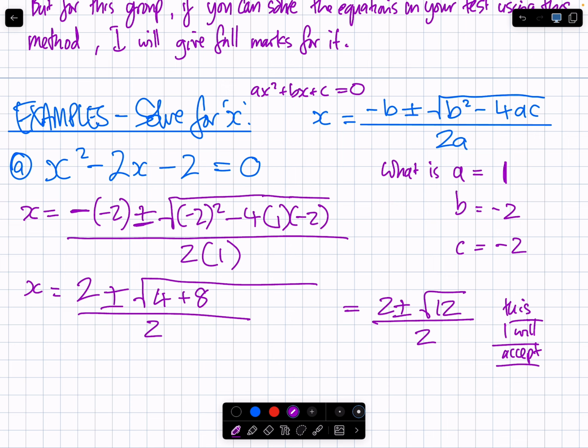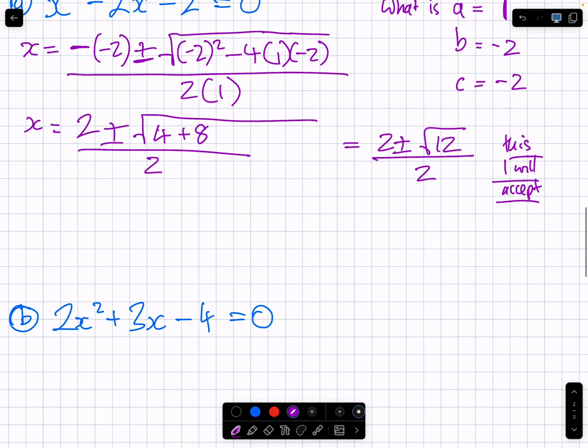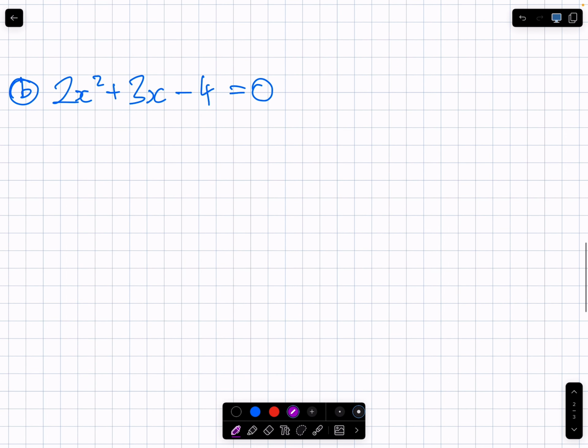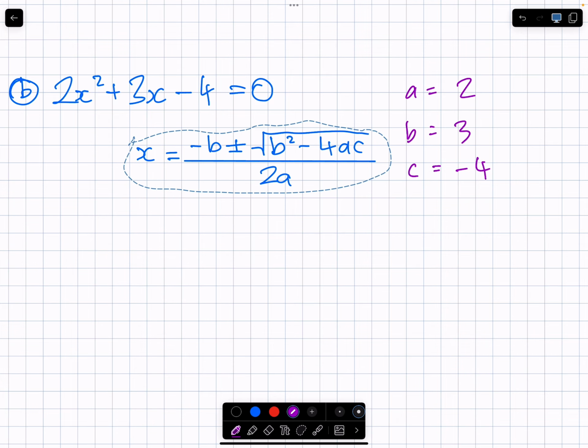Can you see how we went from this? We worked out what a, b, and c were, and then we plugged it into that crazy thing. It started off crazier, but then we cleaned it up a little bit, okay? I'm going to do another practice. What is a in this one? b? c? Well done. I'll paste the formula in again just to remind ourselves.